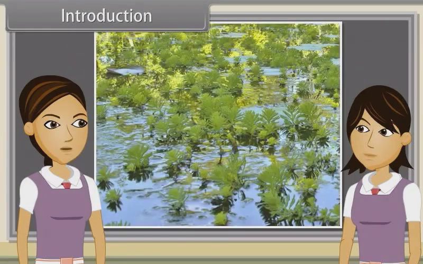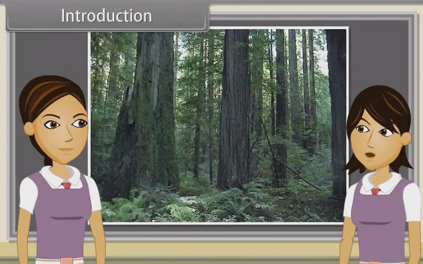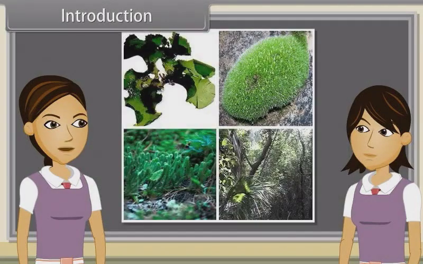Some plants are aquatic, usually marine, as red, brown, and green algae. Yes, some of them are terrestrial or land plants. Land plants are further divided into following divisions: Thallophyta, Bryophyta, Tracheophyta.